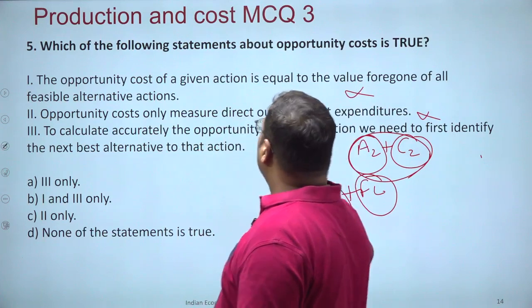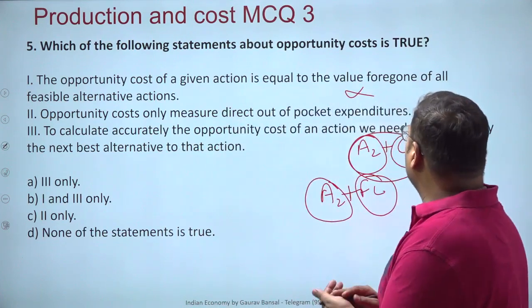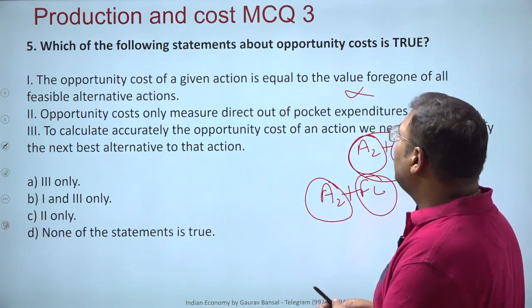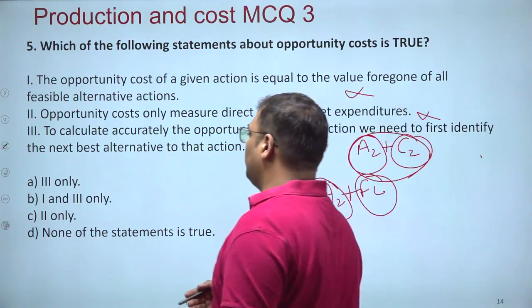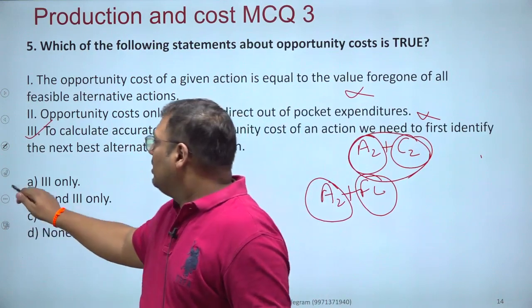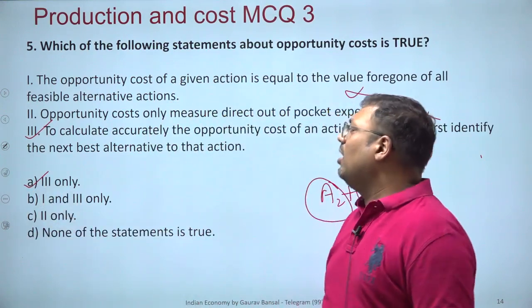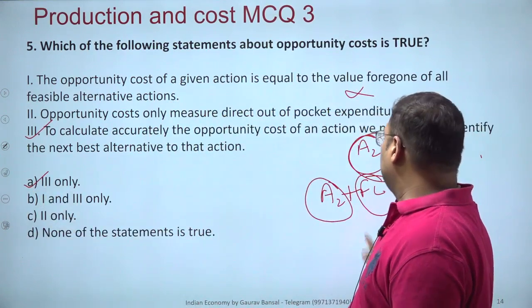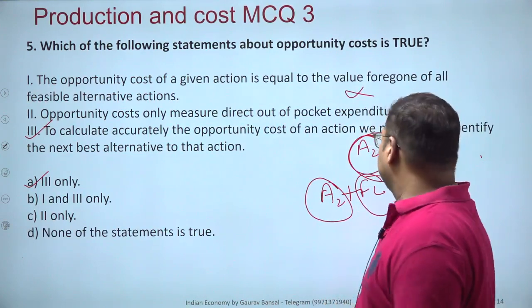Next, to calculate accurately the opportunity cost of an action, we need to first identify the next best alternative to that action. Third is the correct answer, and A is the answer for this one. So this is what we have.